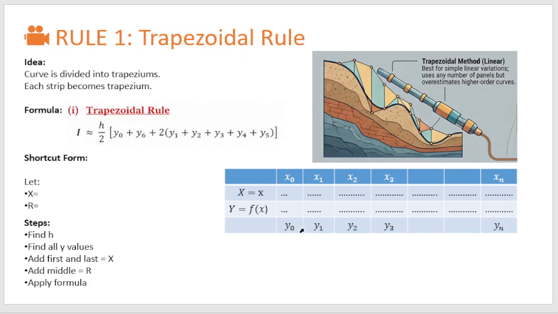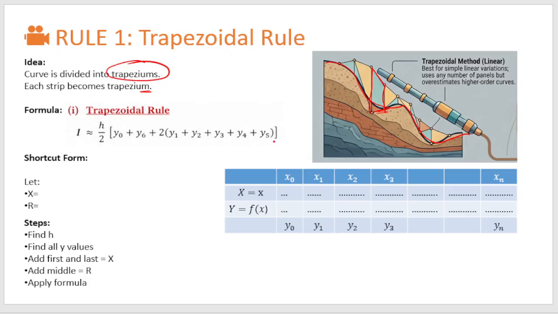The first rule is the trapezoidal rule. So what is the idea here? In the trapezoidal rule, I'm going to consider trapeziums. You can see here, this is a trapezium. This is an irregular field, and we have to find the area under this curve, which is irregular. This is not a straight line and not a parabola. So in this method, I'm going to consider trapeziums. This is a trapezium, so each strip becomes a trapezium here. So what is the formula? Come to the point, from the exam point of view.